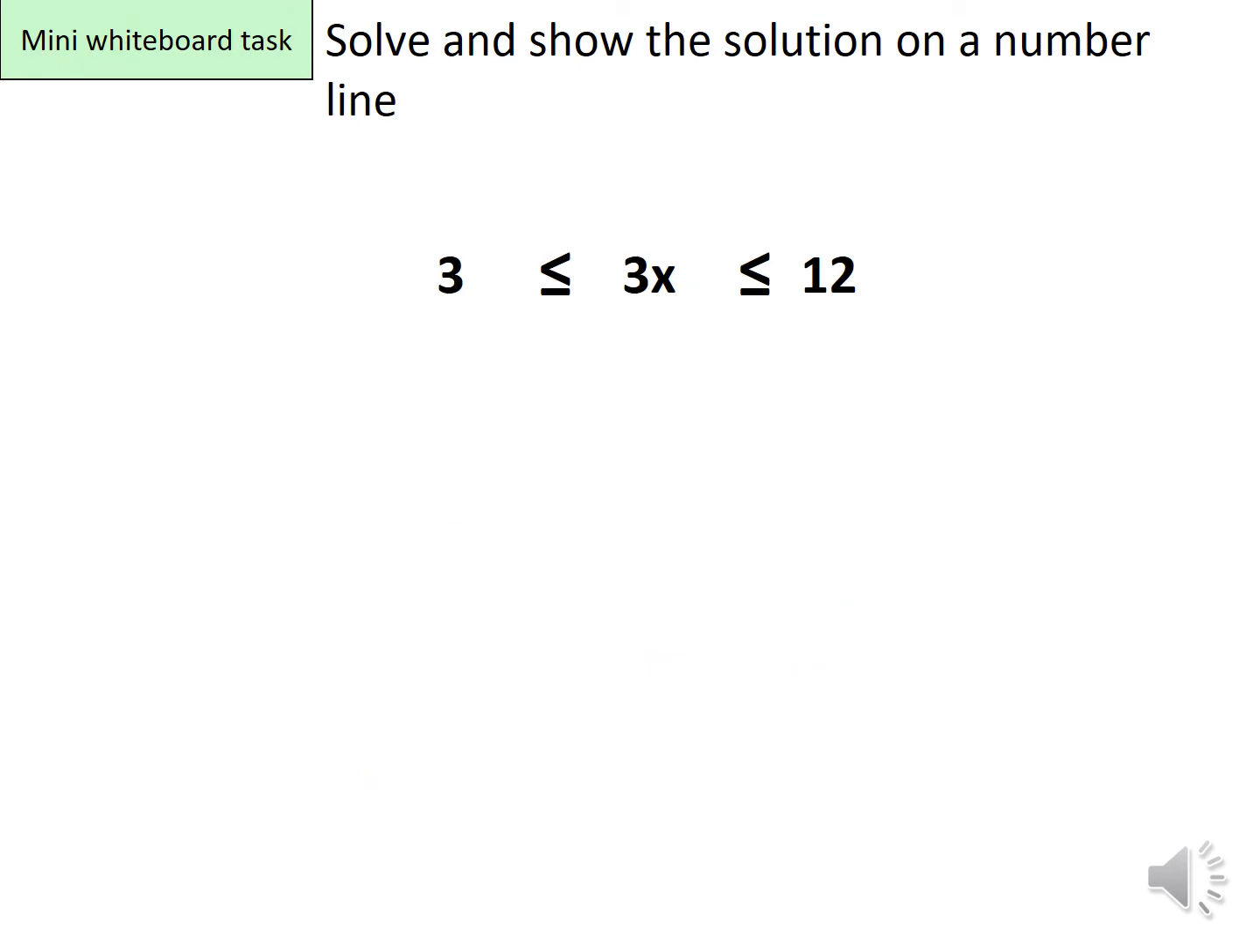On your mini whiteboard or a piece of paper, can you have a go at this question? Once you're finished, come back and I'll show you the solutions.